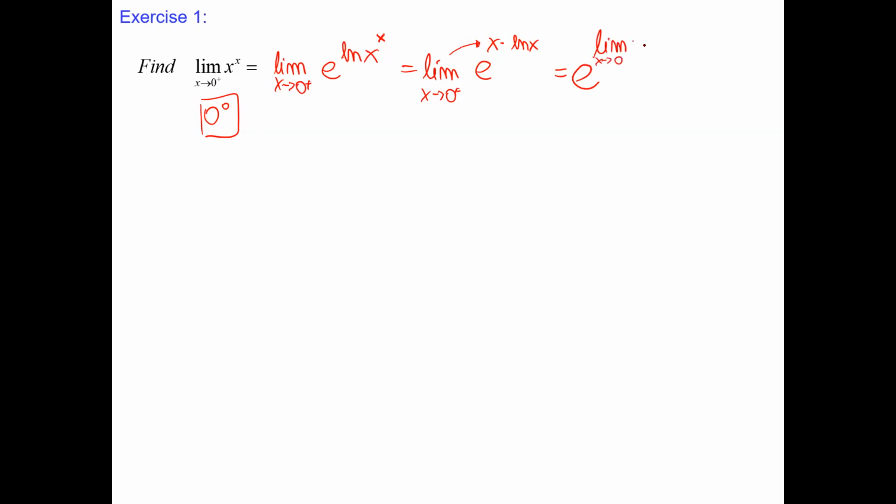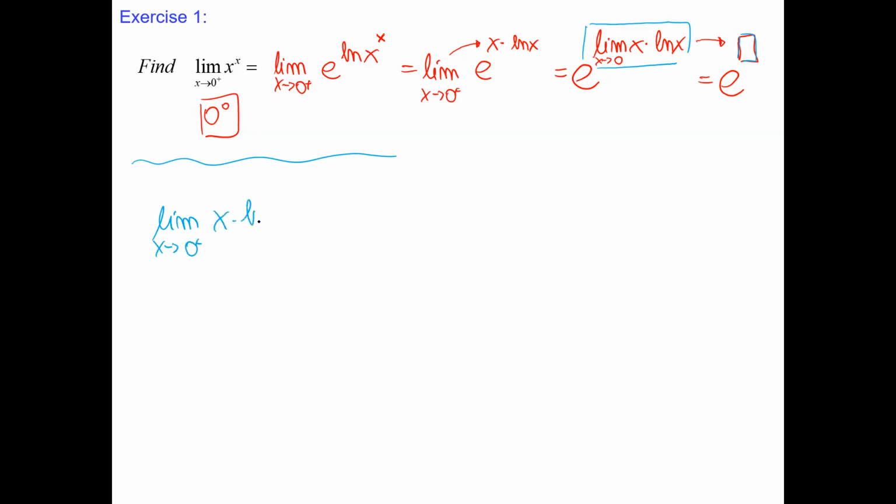As x goes to 0, x to the power of ln of x, and the final answer is e to the power of this number. But we have to take care of this. Let's use maybe a different color. We have to evaluate this limit. Let's do it. Limit as x goes to 0 of x times ln of x.